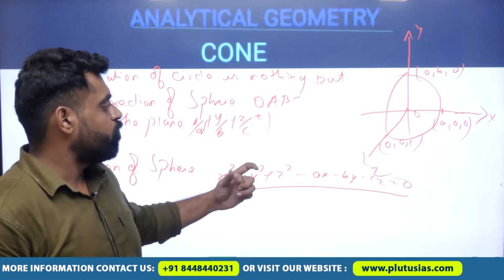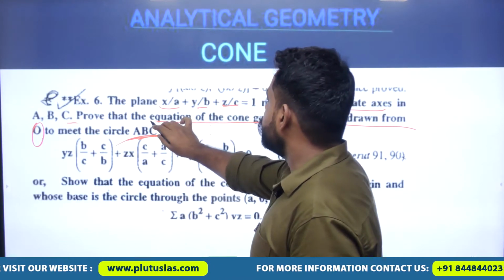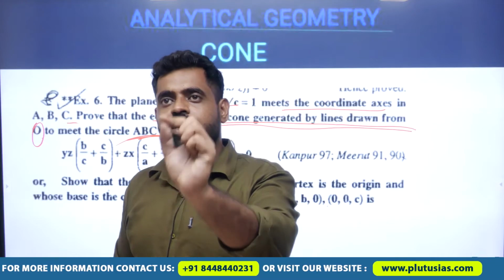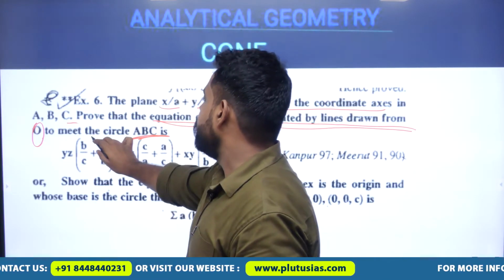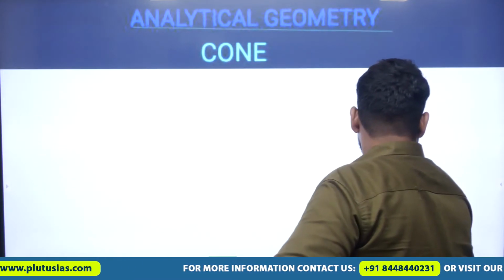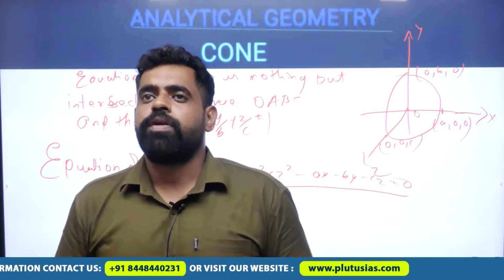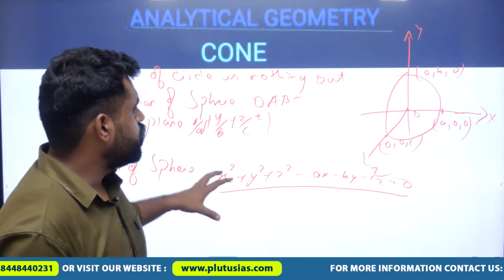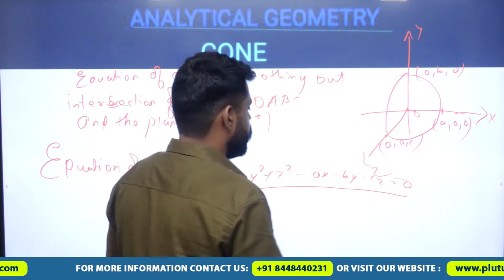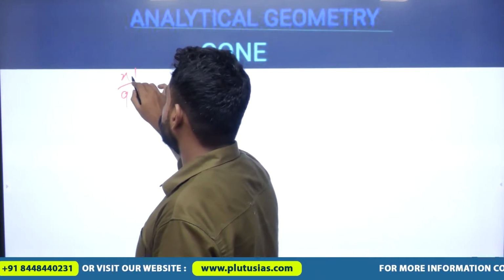So if you want to find the cone, see the question here. It says prove that the equation of the cone generated by the lines drawn from O. First of all, the vertex is at O, so the equation must be homogeneous. Meet the circle ABC. So what do we do? We homogenize. We again use the homogeneous principle I told you, how to combine these two equations such that they form a homogeneous form. It is very simple. What do you do first? I told you, this is x upon a, this is degree 1, you write t.